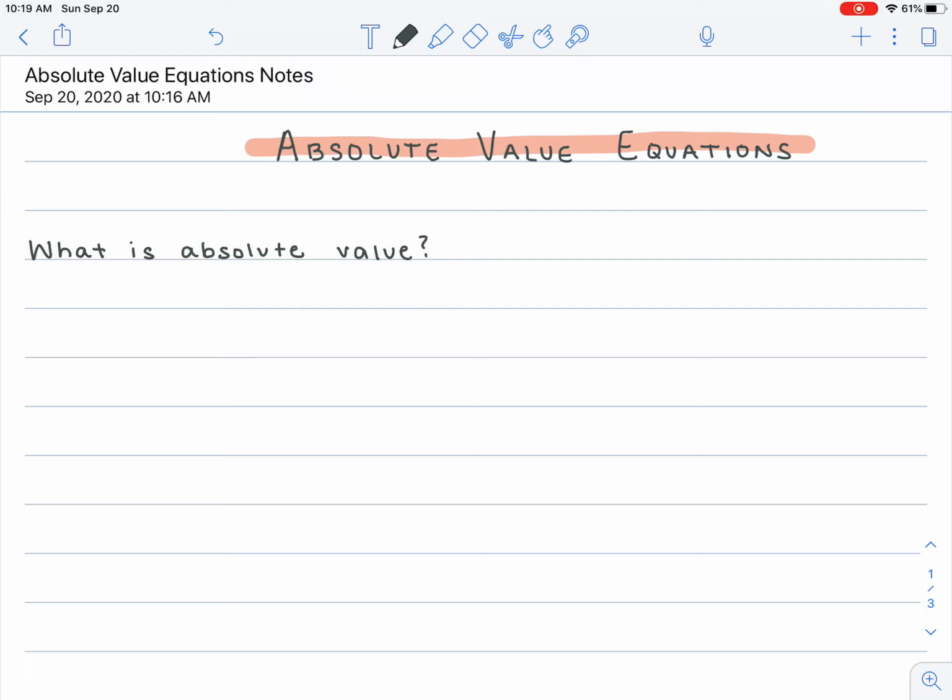All right, hi everyone. Today we're doing absolute value equations. With absolute value, you've seen this a little bit back in our first unit with evaluating functions. We're really going to dive into what it means to be absolute value and do quite a few examples today.